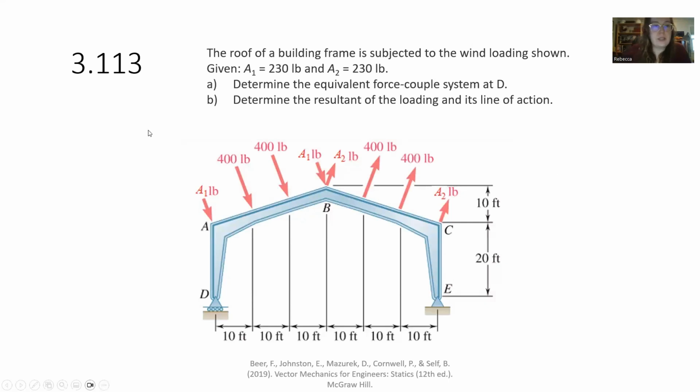The last one we're going to take a look at is definitely a tough one. So let's take a look at question 3.113. We have a roof of a building subject to the wind loading shown.